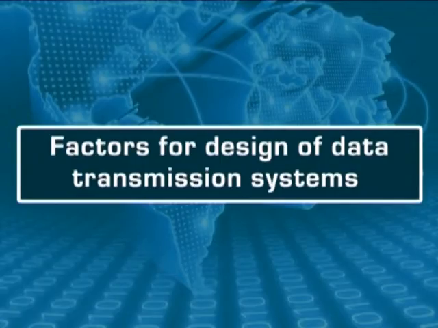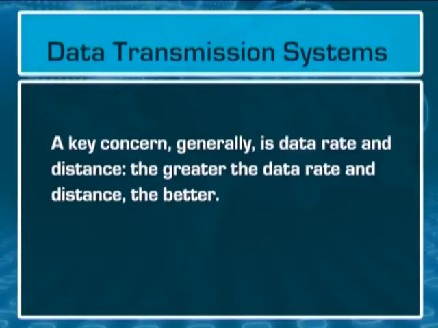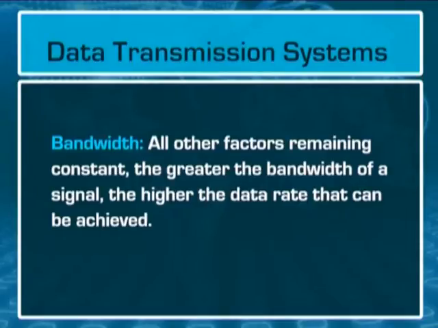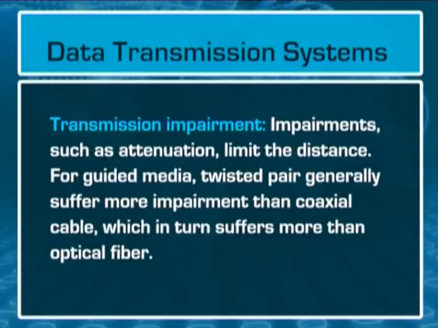Now, what are the various factors for design of data transmission systems? A key concern generally is data rate and distance. The greater the data rate and distance, the better. A number of design factors relating to the transmission medium and to the signal determine the data rate and the distance, such as number 1, bandwidth. All other factors remaining constant, the greater the bandwidth of a signal, the higher the data rate that can be achieved.